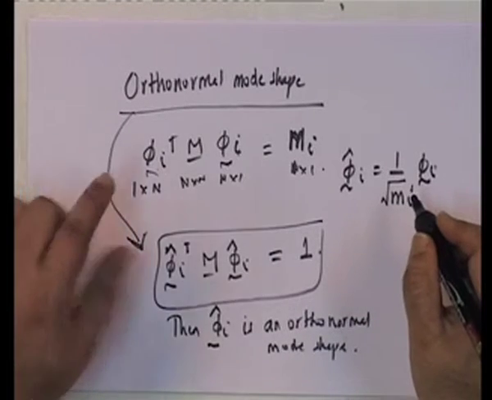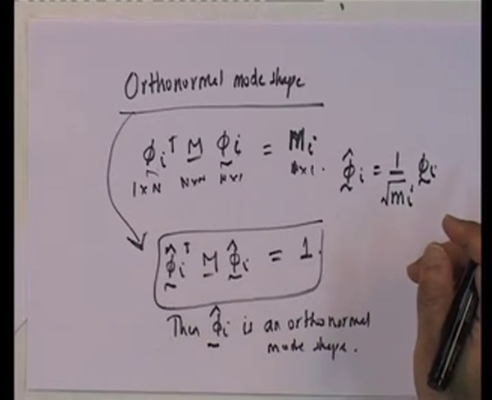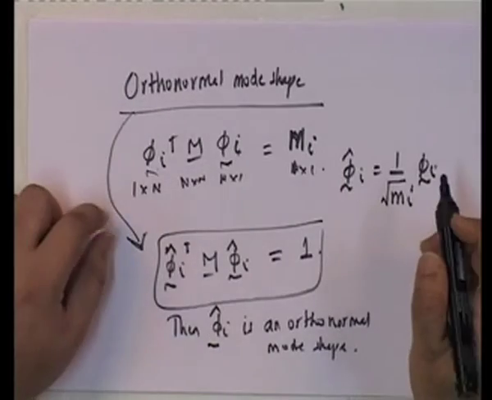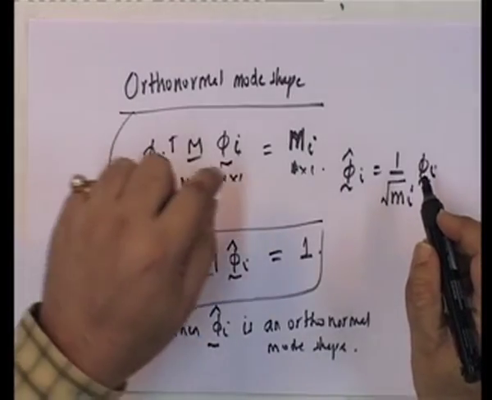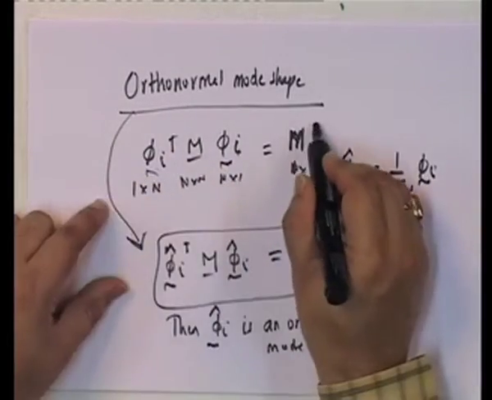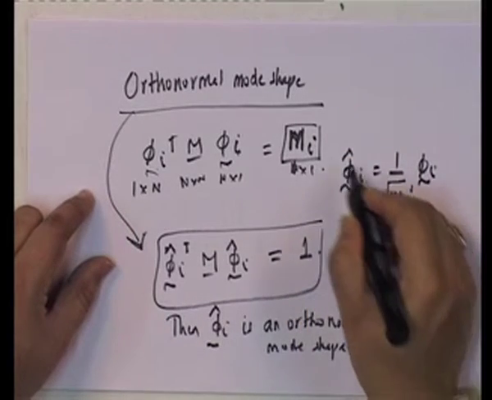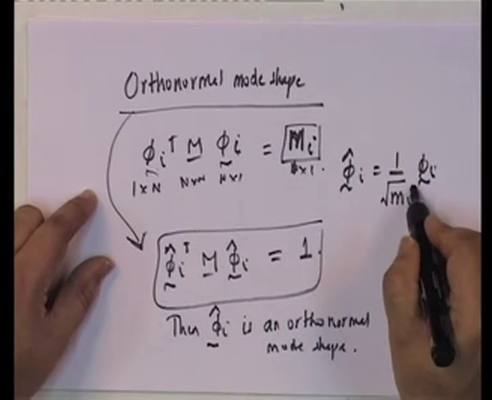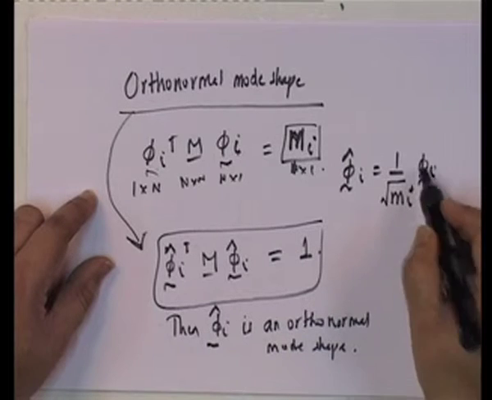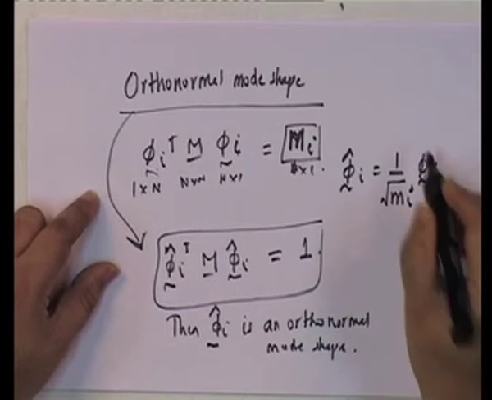Okay. So, use any phi I. It does not matter how you get your phi I. Once you get phi I, you compute phi I transpose M phi I, you get this value, and then the orthonormal mode shape is 1 upon root m I into phi I.